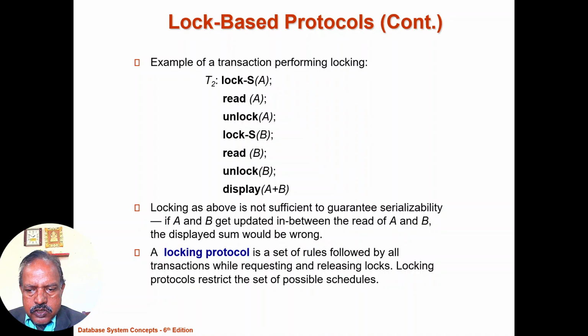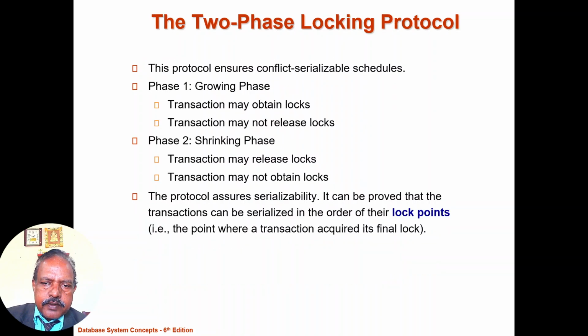So locking as above is not sufficient to guarantee serializability. That means if A and B get updated in between, the read of A and B and the displayed sum would be wrong. The meaning is like this. Suppose you read A, but before that some update is done on A. You get it now. So if it is not locked and unlocked properly, you may get wrong data, right? The locking protocol is just a set of rules followed by all the transactions while requesting and releasing locks. The locking protocols restrict the set of possible schedules also.